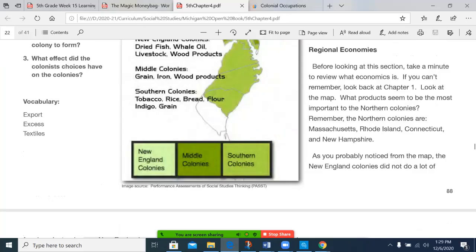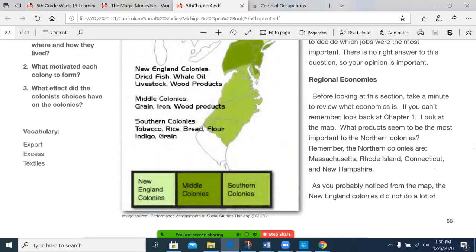Regional economies. Before looking at this section, you took a moment to review what economics is. And economics is the system of buying and selling and getting what you need and all of those things. We think about business. If you can't remember, look back at chapter 1. Look at the map, as we did. What products seem to be the most important to the northern colonies? We got a highlight of that. Remember, the northern colonies are Massachusetts, Rhode Island, Connecticut, and New Hampshire, aka New England.